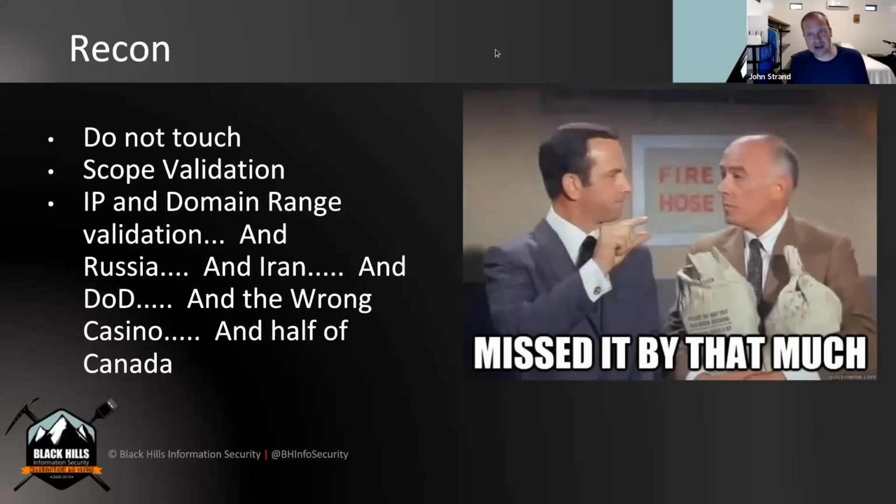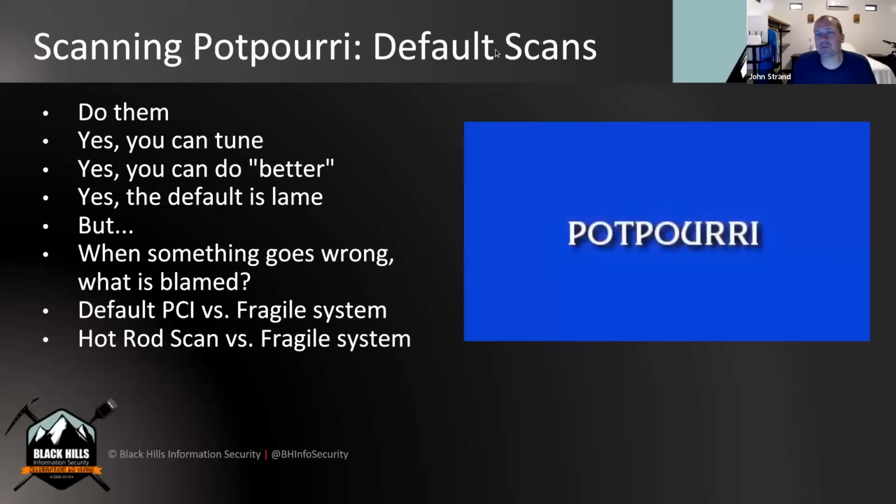So use Recon, not just for identifying vulnerabilities, but also going through and identifying scope issues. And yes, we literally had a customer. They didn't know where their IP addresses were, so they gave us these huge ranges because they figured they were in there somewhere, and they literally gave us IP addresses for half of Canada. So it's just some potpourri.